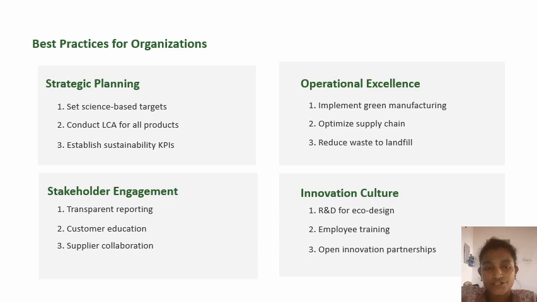Best practices for organizations in sustainable products. There are four practices majorly used in organizations. First, strategic planning means science-based targets, LCA for all products, and sustainability KPIs. Then operational excellence means green manufacturing implementation, optimizing the supply chain, and reducing waste. Stakeholder engagement means transparent reporting, customer education, and supplier collaboration. Then innovation culture means R&D for eco design, employee training, and open innovation partnerships. These four practices are majorly used in sustainable products.